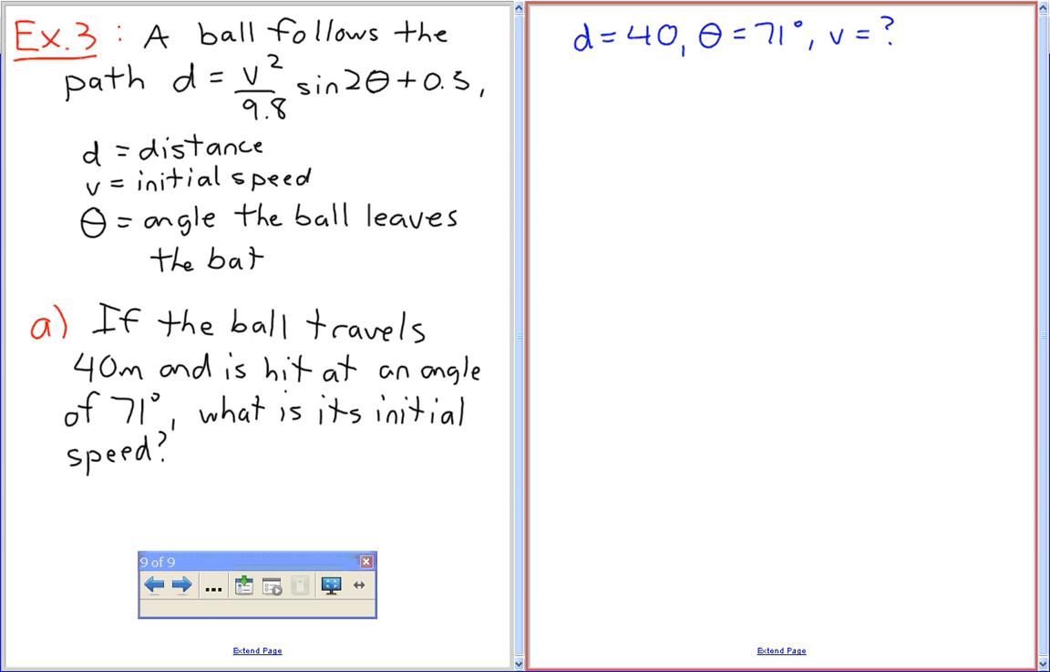Luke, can you write this in for the equation for me, please? Go ahead. Put these numbers in the equation. 40 equals v squared over 9.8, sine 2 times 71, plus 0.5.